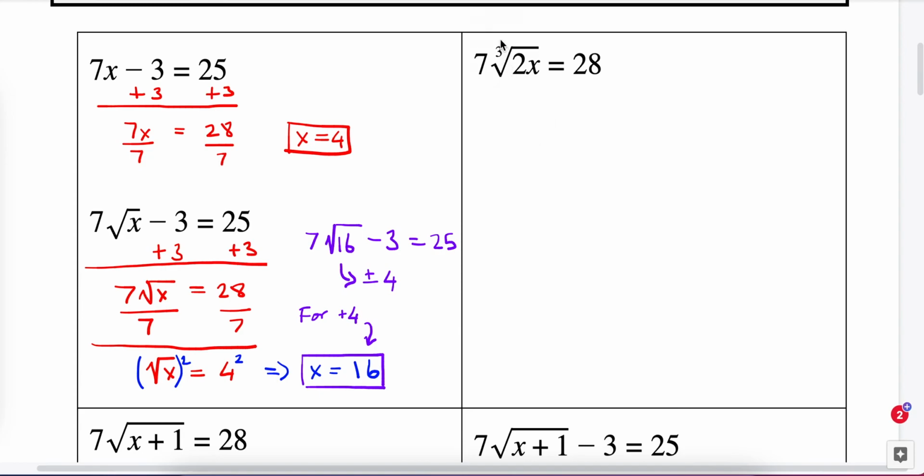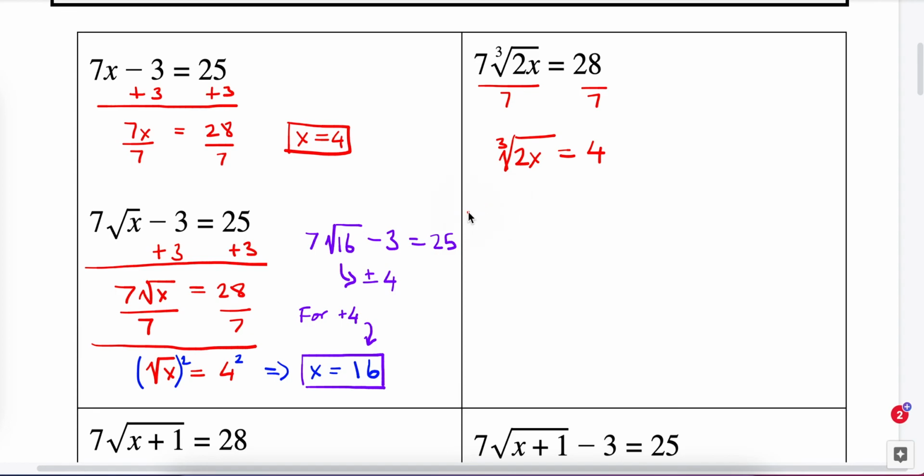This one here, as we can see, has an index of 3. So let's get to that index. We're kind of using the same problem. If you see here, we're just down at the 7 times root of x equals 28, but we've got something different going on in here. So let's divide both sides by 7, and we have the cube root of 2x equals 4.